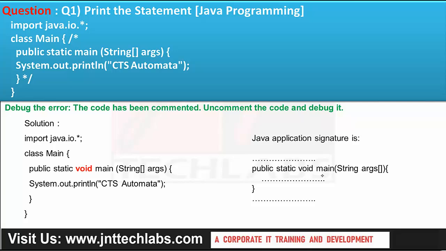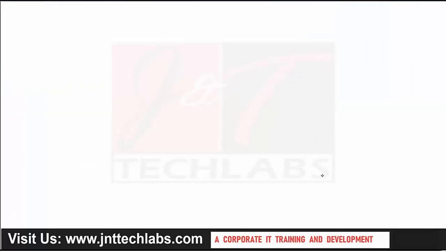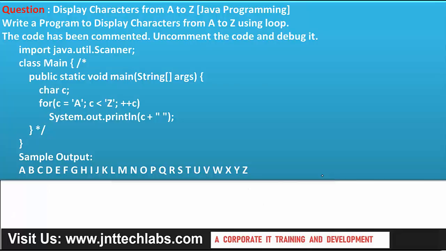There is an error there, and they are giving another question in this. Display the characters from A to Z. Write a program to display the characters A to Z using a looping statement. The code has been commented, uncomment the code and debug it. That's the same thing. Now here, this is correct, no problem. Public static void main is there, string args is also there. The declaration of C is correct, and the closing brackets are also correct.